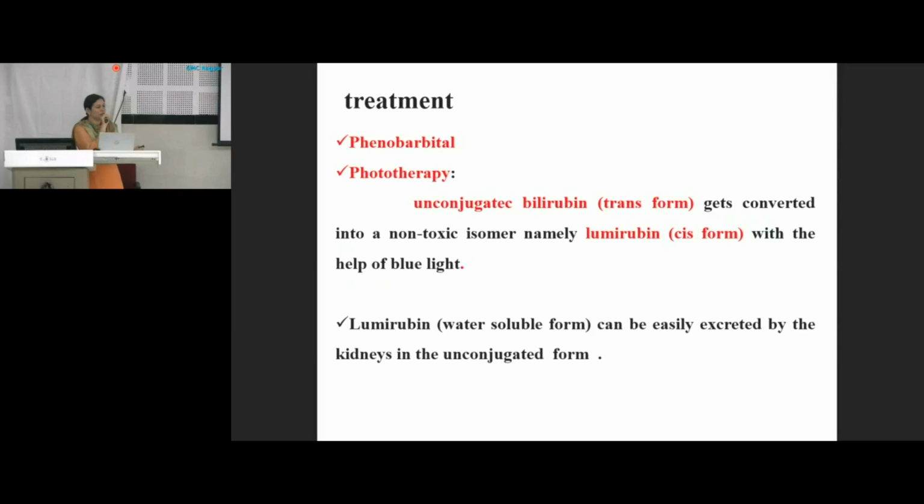Now the treatment given is phenobarbital is administered. Phototherapy, blue light is given. Here, what is the role of phototherapy? Phototherapy converts the toxic unconjugated bilirubin into easily excretable form, that is its isomers, that is lumibilirubin, which can be easily excreted through the urine. So the baby is kept in the blue light.